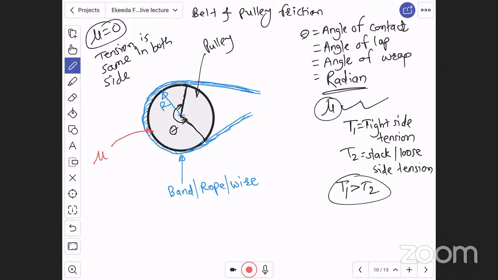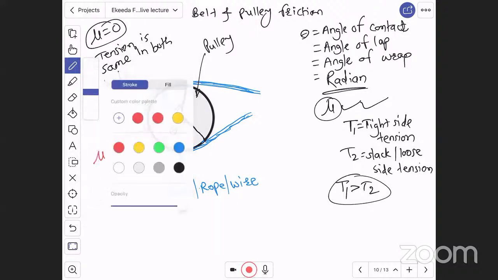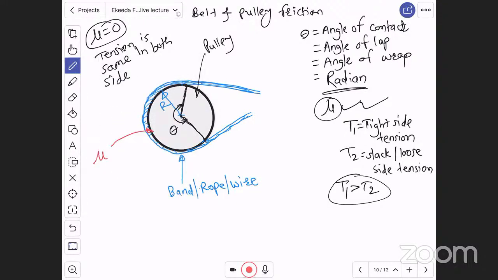How to identify the tight and slack side, that I have to see. Now consider this pulley is rotating in the clockwise direction. My assumption is the pulley is rotating clockwise. Now, my dear students, there will be a tension in the band. Tension is always shown away from the device. There will be tension T.